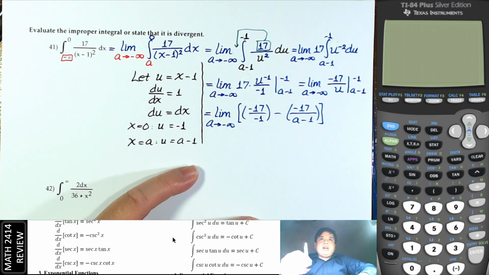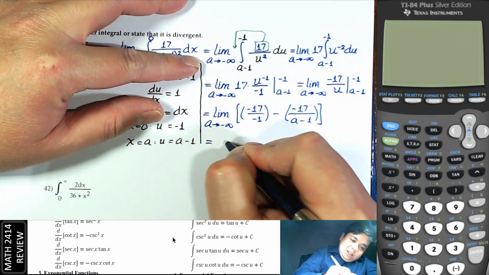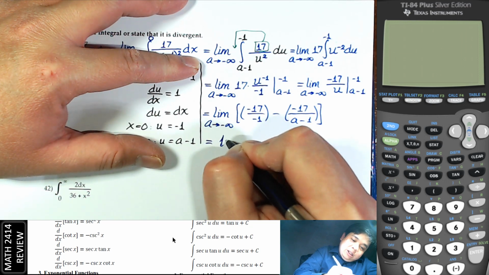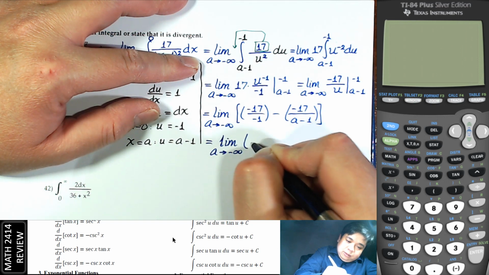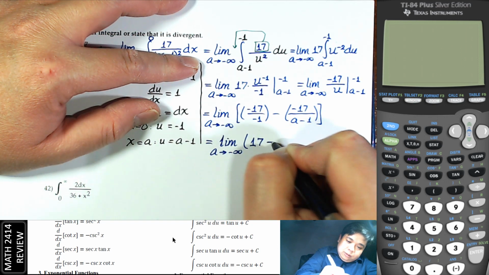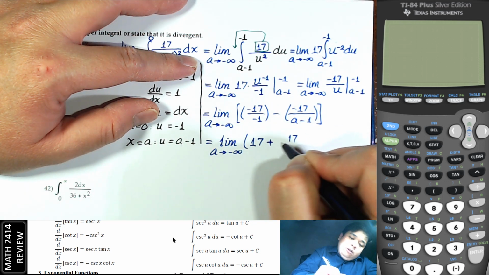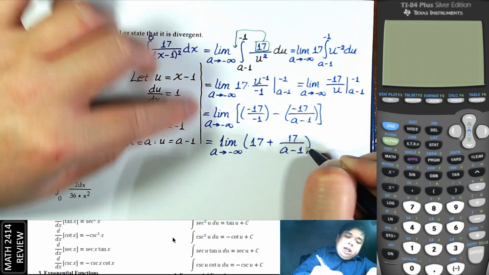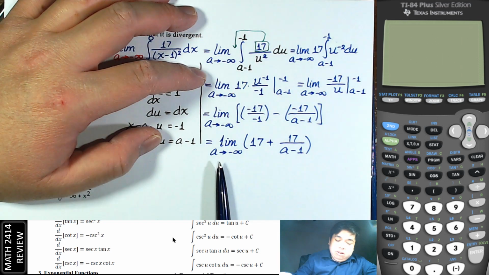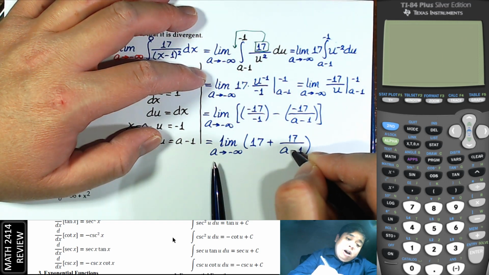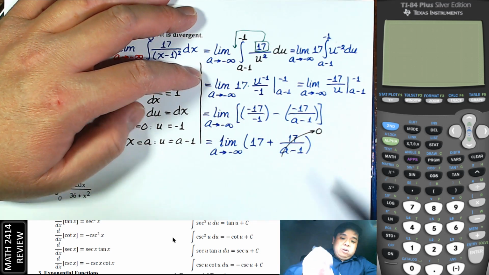Right, now take a look. This one obviously is 17. That's the limit. That's a plus 17 over a minus 1. Now a goes to negative infinity, a minus 1. So negative infinity minus 1 is still negative infinity. A finite number divided by infinity, so this one will go to 0. So this is equal to 17.